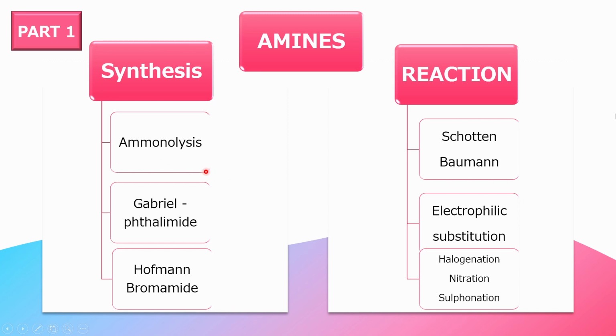First being ammonolysis, where we did 2 cases. First was when we used excess of ammonia, and the second where we used excess of alkyl halide. Second method was Gabriel phthalimide synthesis, and the third one was Hofmann bromamide degradation, where we were producing amines which had 1 carbon less than their parent amide.